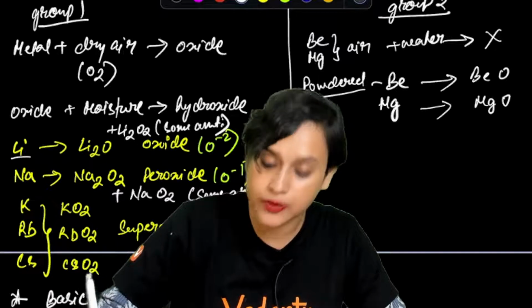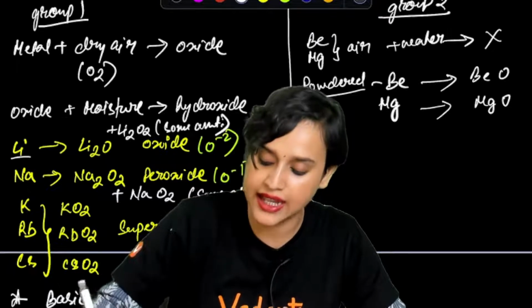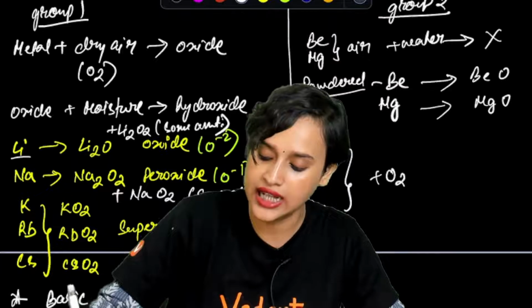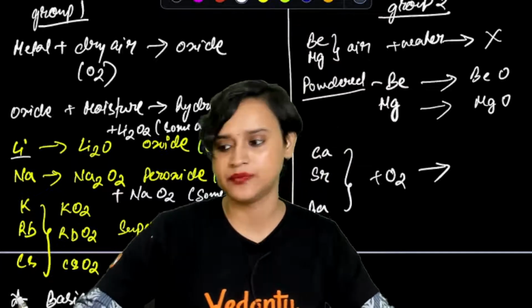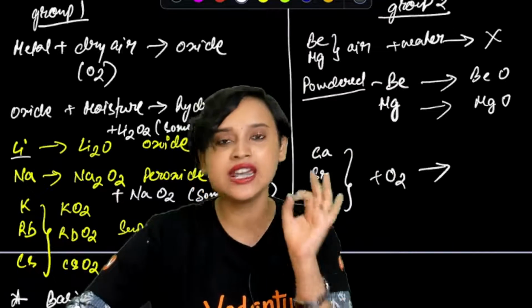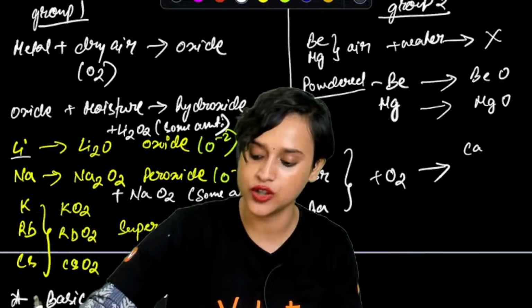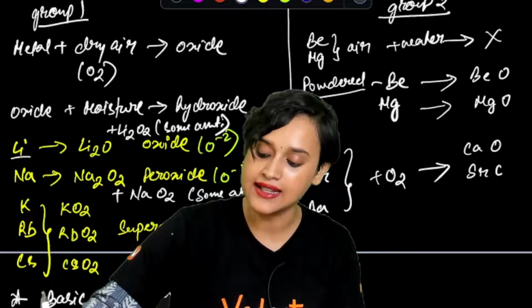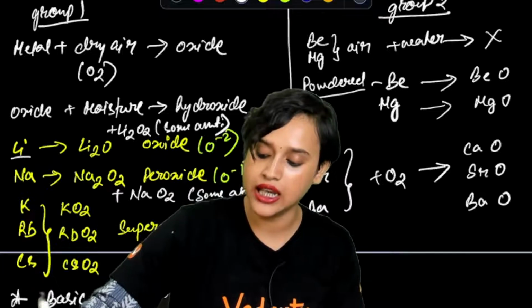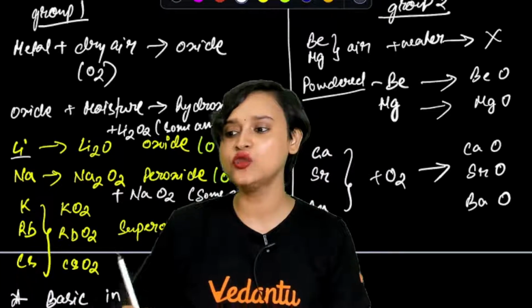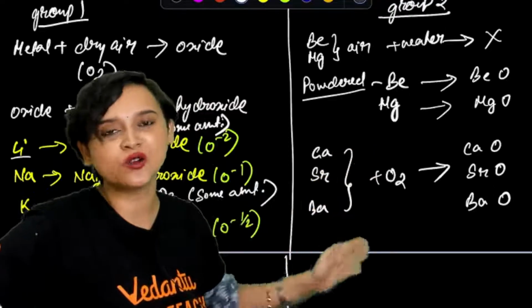Now, what about calcium, strontium, and barium? Yes, they all react with oxygen. And what do they give you? In this case, they only give you an oxide. So you will get CaO, SrO, BaO. Why are they giving you CaO, SrO, and BaO?